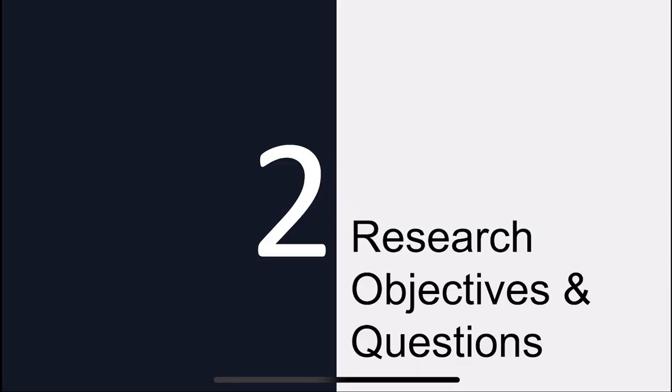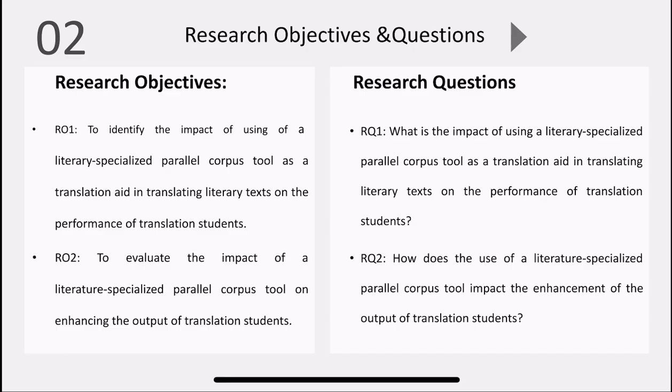Moving forward to my research objectives and research questions. I have set two objectives for this research. First is to identify the impact of using a literary specialized parallel corpus tool as a translation aid in translating literary text on the performance of translation students. And second, to evaluate the impact of this tool on enhancing the output of translation students. And similarly, I've asked two research questions to achieve the aims of these objectives.